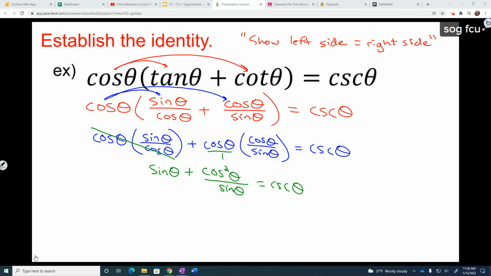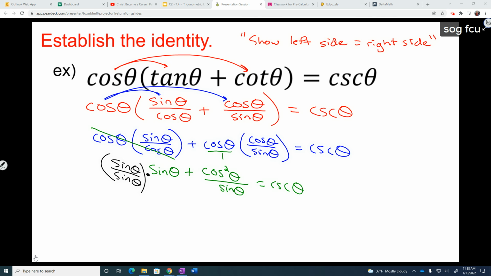So in order to combine these into a single fraction, we need the same denominator. It's the only way you can combine fractions. This one currently has a denominator of 1, that one has a denominator of sine. To get them to combine, we need this to be the same denominator. So what we're going to do is multiply this first term by sine over sine, because that's the same thing as multiplying it by 1.